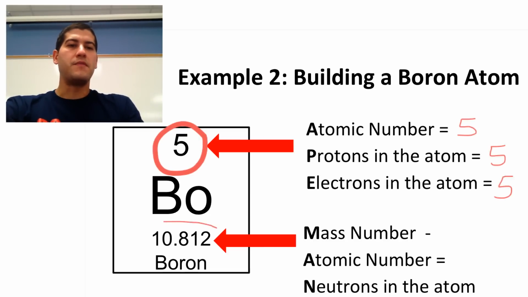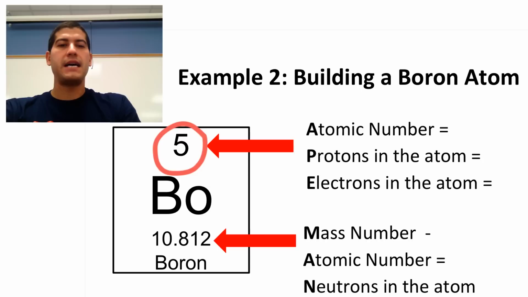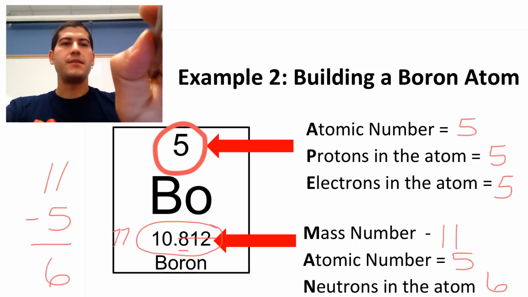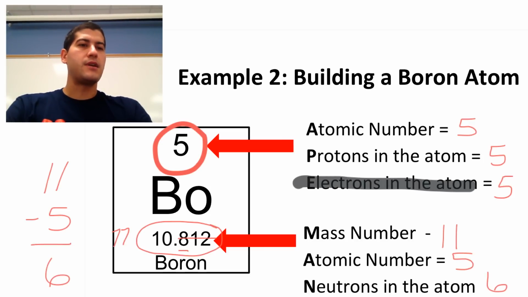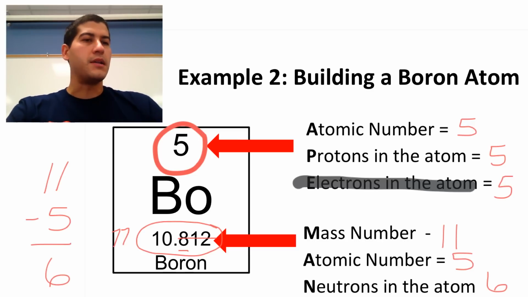The mass number for boron is 10.812, so that 0.8 is going to round up to 11. So our mass number is 11 minus our atomic number of 5. 11 minus 5 gives us 6 neutrons in the nucleus of this atom of boron. Okay, now that we have gotten the subatomic particles that we need, electrons, protons, and neutrons, we can go ahead and draw the model of this atom.